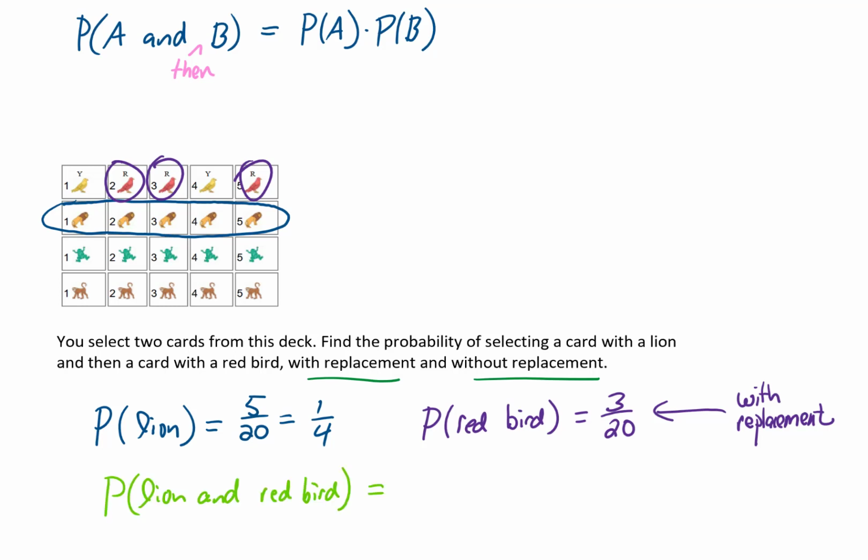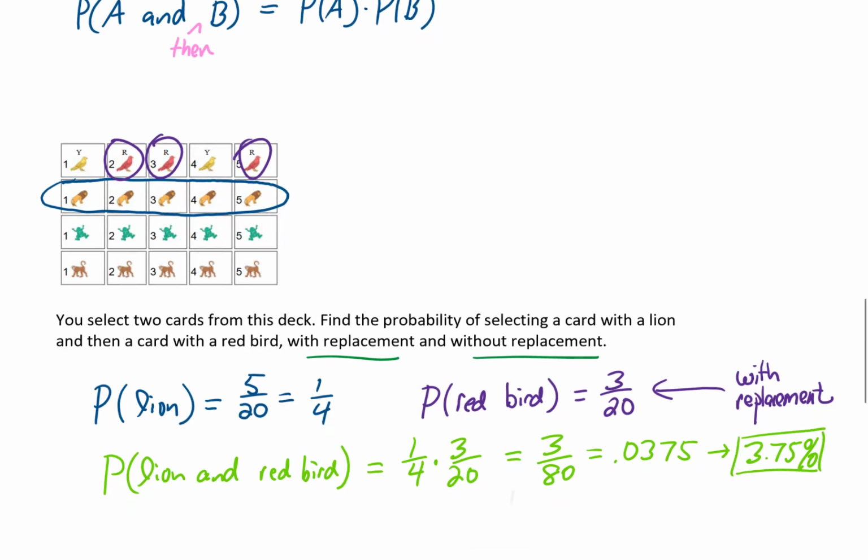Now, if we want to find the probability that with our first draw we choose a lion, and with our second draw we choose a red bird, we just need to multiply those two probabilities together. That's going to give us 1/4 times 3/20, or 3/80. You can plug that into your calculator and you get 0.0375, meaning we have a 3.75% chance of getting those two cards with those two draws.